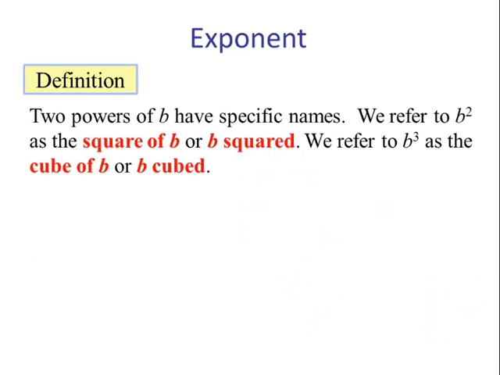Two powers of b have specific names. We refer to b to the 2nd power as the square of b, or b squared. We refer to b to the 3rd power as the cube of b, or b cubed.